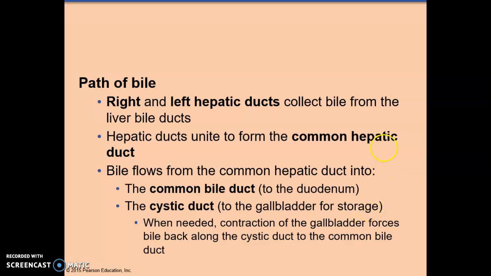There are right and left hepatic ducts collecting bile from the liver bile ducts. Not so important, however, the hepatic ducts unite to form the common hepatic duct. And bile flows from the common hepatic duct into the common bile duct. The cystic duct takes the bile to the gallbladder for storage, while the common bile duct takes the bile to the duodenum.